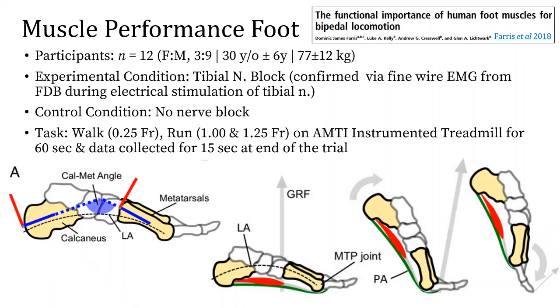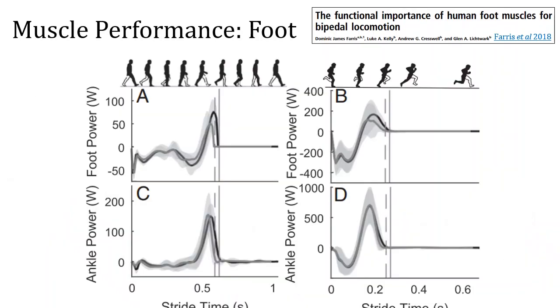And so the task was walking and running on an AMTI instrumented treadmill for 60 seconds, and the data was collected for 16 seconds at the end of the trial. They had the control and the experimental groups, the control being the healthy condition, and then the experimental condition was when they did the nerve block, and it was a crossover trial. So you have 4 graphs.